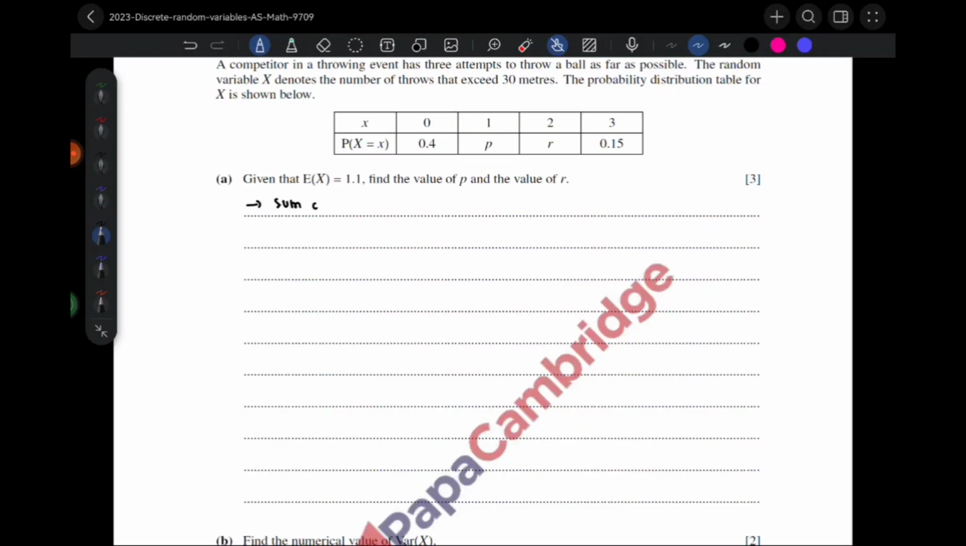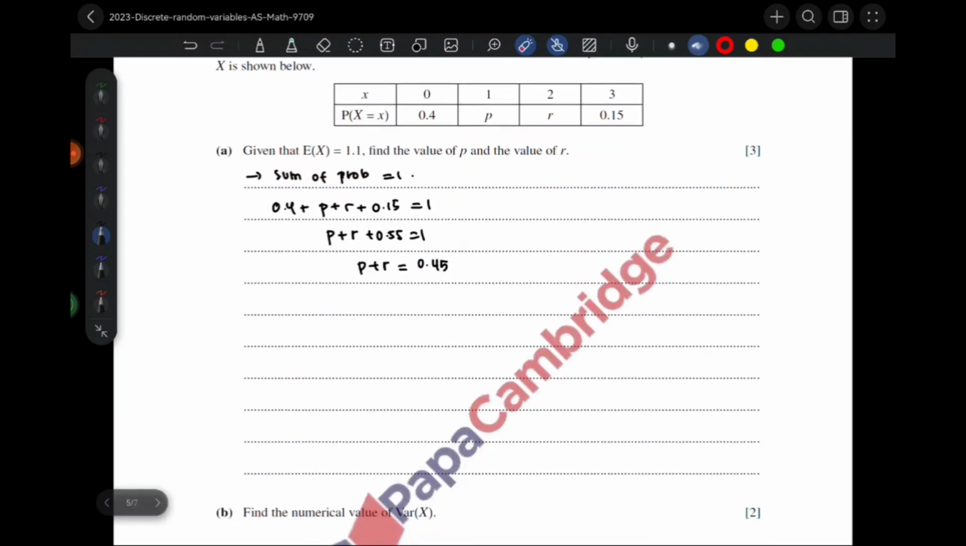Sum of probabilities equals 1. So we have 0.4 plus p plus r plus 0.15 equals 1. So p plus r plus 0.55 equals 1. p plus r equals 0.45.